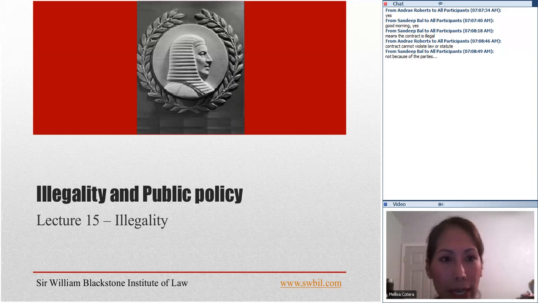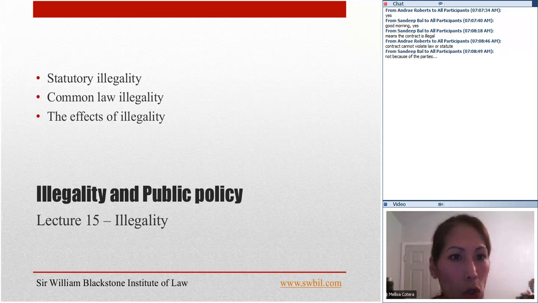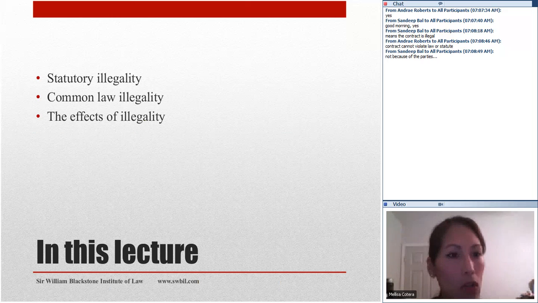Illegality will affect the following contracts. A contract to commit a legal wrong, for instance, a contract to murder somebody. Also, a contract which promotes immorality, but we are going to see that what was considered immoral years ago is not considered so now. Also, a contract which is performed illegally, and a contract which is not formed in accordance with the procedure prescribed by a statute. Okay, in this lecture we are going to talk about statutory illegality, common law illegality, and the effects of illegality.